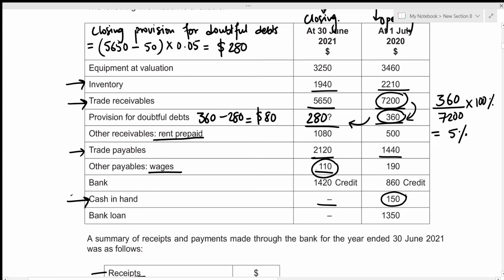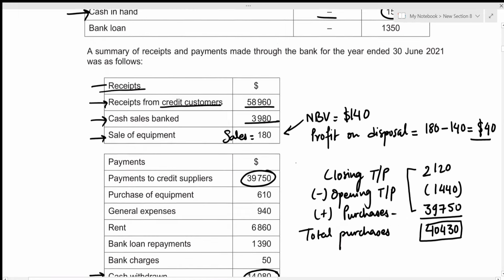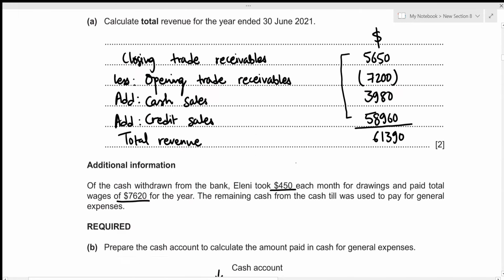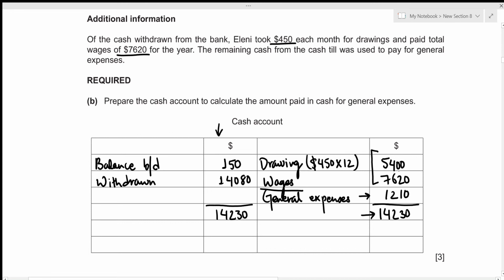So we need to add the value of 110. Then we have the opening other payables with the amount 190. So this is the amount for wages yet to be paid for previous year. But since we're talking about income statement, we only record the expenses relating to this particular year, meaning that this expense of 190 should not be recorded. So we need to subtract this amount and add this amount. All right, but we also know that the cash paid for the wages during the year amounted to 7,620. So this amount should also be included in the income statement.